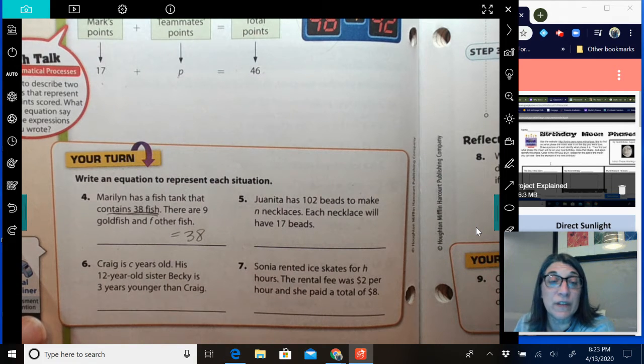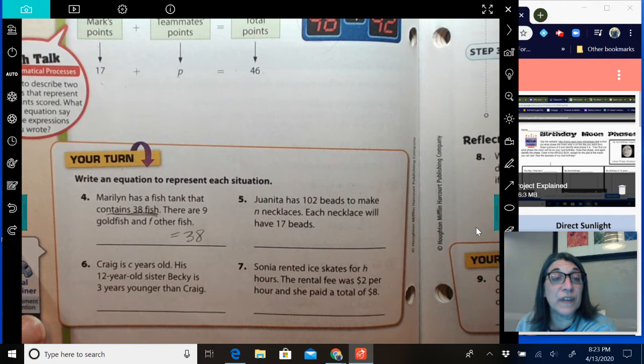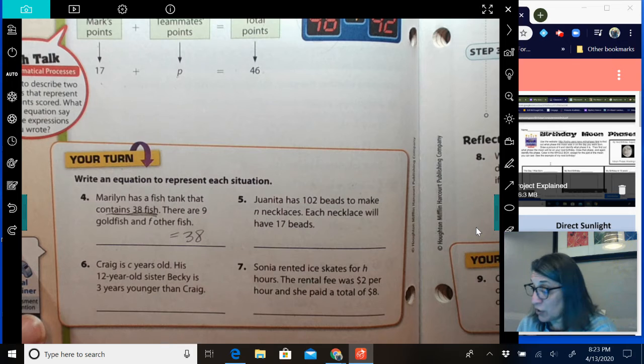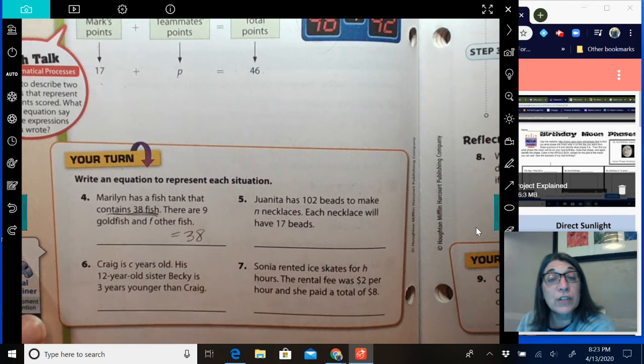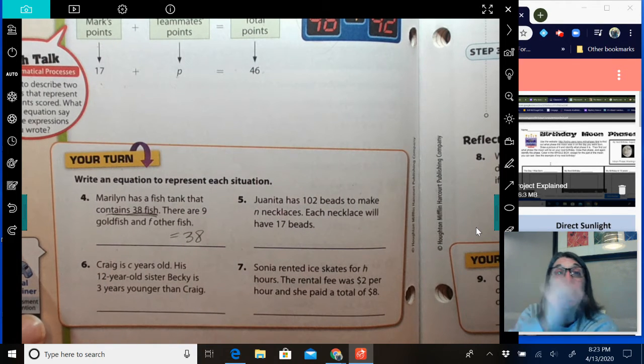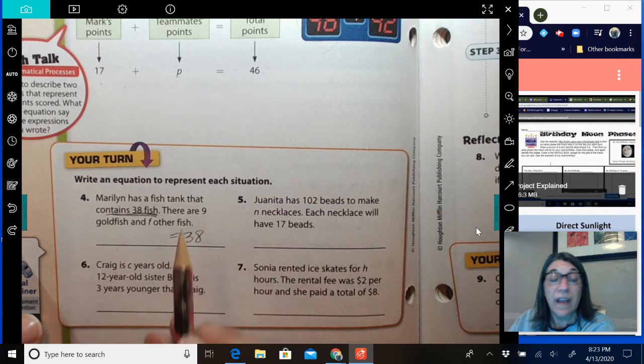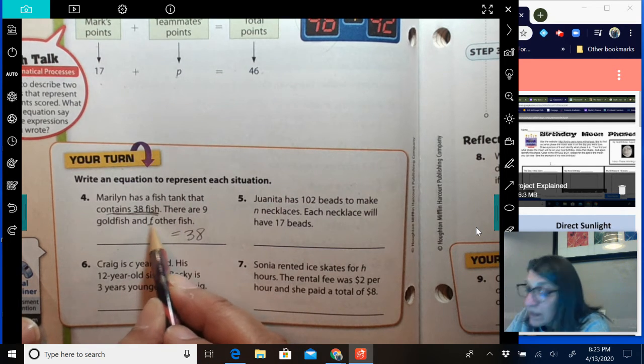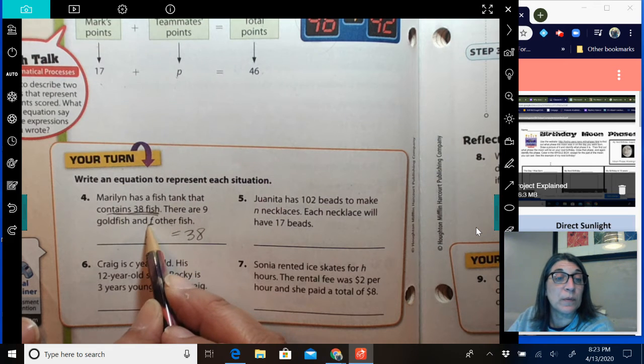I know there's that many fish in the tank. I should have read the whole thing first, but I'm kind of jumping the gun. There are 9 goldfish and F other fish. So I know the total fish in the fish tank are the 9 goldfish plus all the other fish, which are just represented with the letter F, because that's what they told us. The other fish is just represented with F.